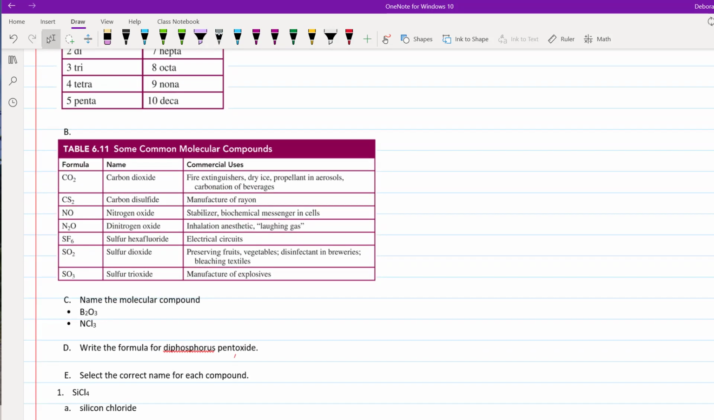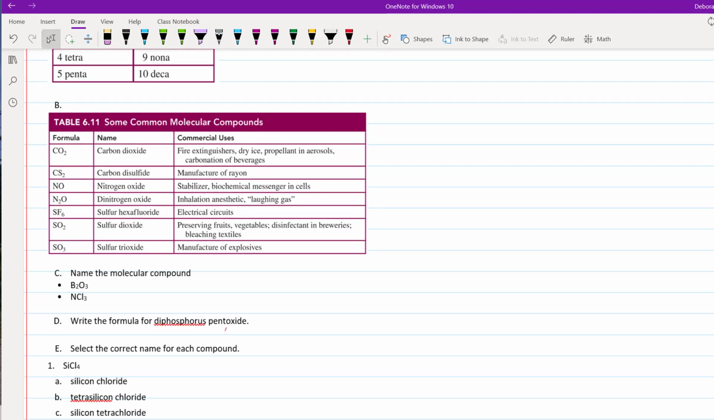And then just to review some common molecular compounds here, I'll highlight a few. We just looked at carbon dioxide, where the prefix di was being used to mean two oxygens. And here again in carbon disulfide, the same thing. Hexafluoride down here, a little bit further down the chart, hexa. And then there's another di in front of the oxygen and a tri in front of sulfur trioxide.